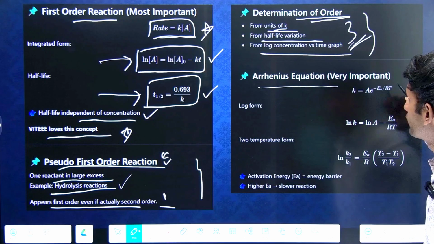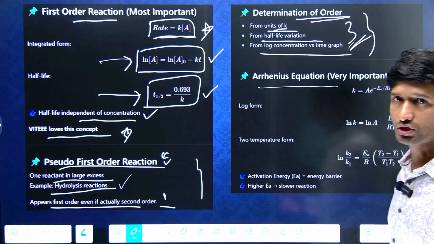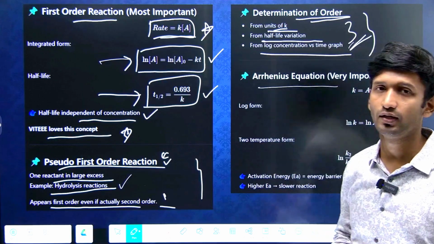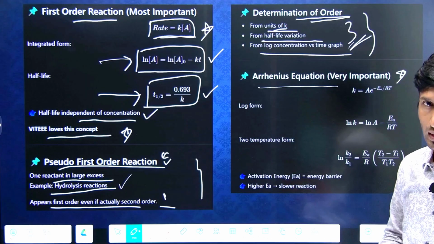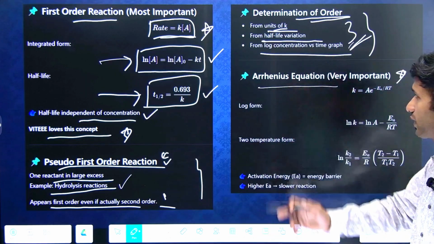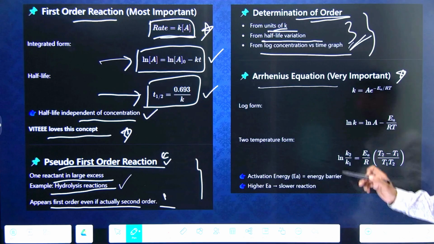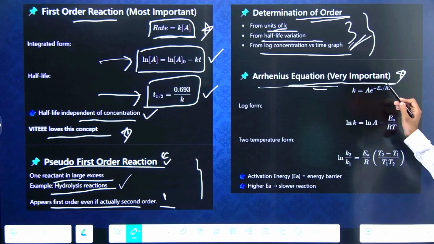Then comes one of the most important areas where definitely one question could be expected. If the examiner really wants to increase the toughness, or wants to challenge your concepts and your knowledge, then definitely you can expect a question from the Arrhenius equation. So you can pause the video and watch it again. The Arrhenius equation is very important.